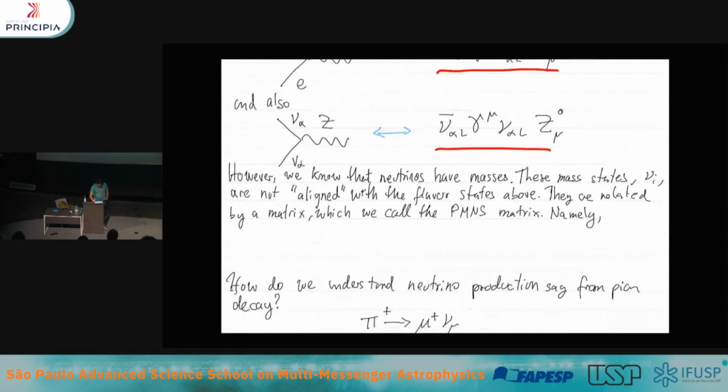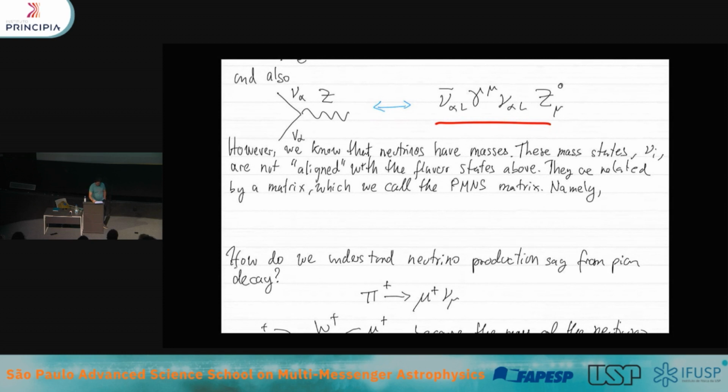And so what happens is that the neutrino mass states and the neutrino flavor states are not eigenstates of the same operator, but they're actually related. And we typically relate them by a matrix, which we call the Pontecorvo-Maki-Nakagawa-Sakata matrix, and that matrix's nomenclature is PMNS.